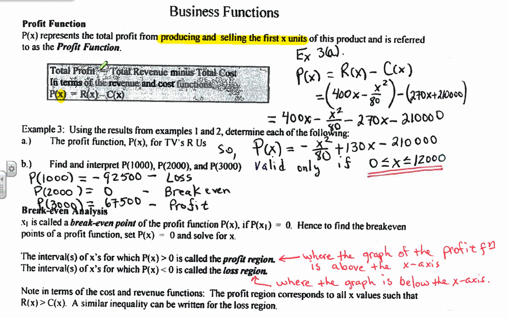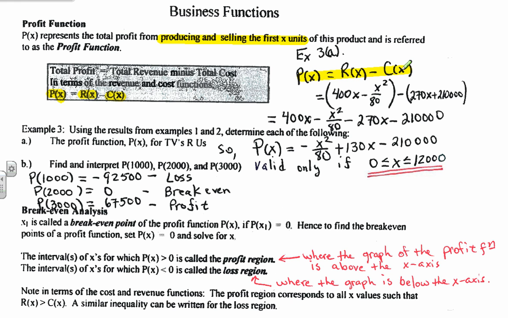The total profit is defined to be total revenue minus total cost. In terms of the revenue and cost functions, P of X is equal to the revenue function R of X minus the total cost function C of X. So let's take a look at the example now. It says using the results from examples 1 and 2 from page 1, determine each of the following. A, the profit function P of X for the company TVs R Us. So we notice that P of X is defined to be R of X minus C of X.